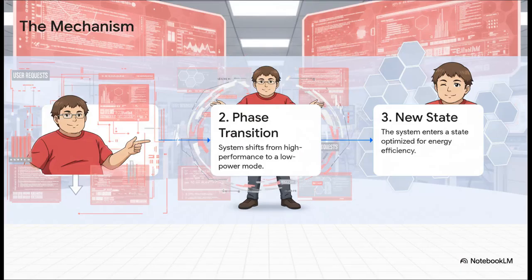Well, the solution is to actually engineer a phase transition, and our navigator is breaking down the steps for us right here. First, the system detects a trigger, say a huge drop in user requests. That kicks off the phase transition, where the system starts to shift its whole mode of operation, and finally it lands in a brand new state, like a super efficient low-power mode.